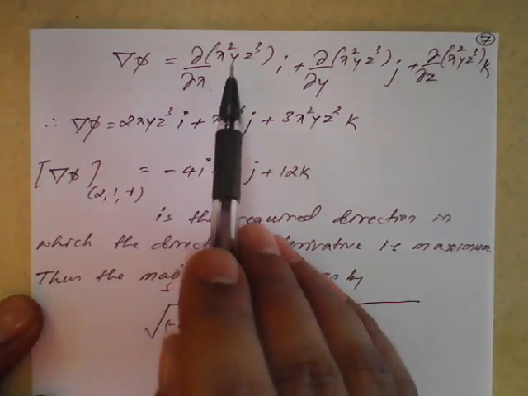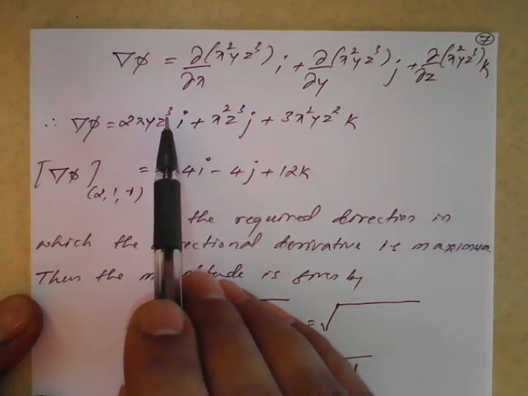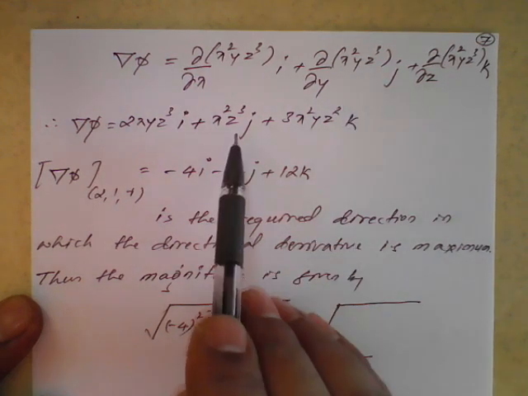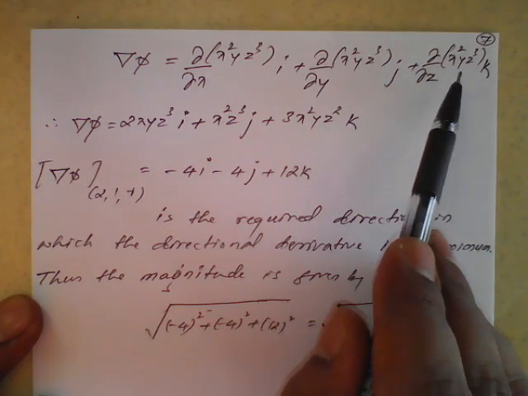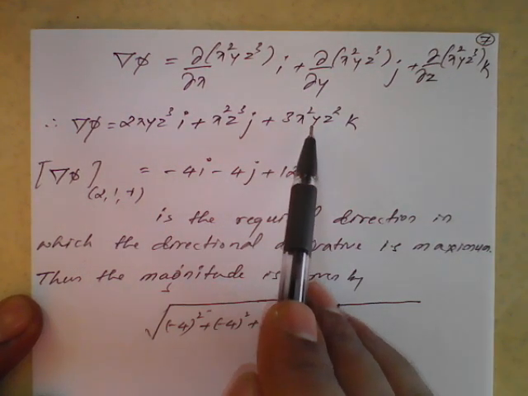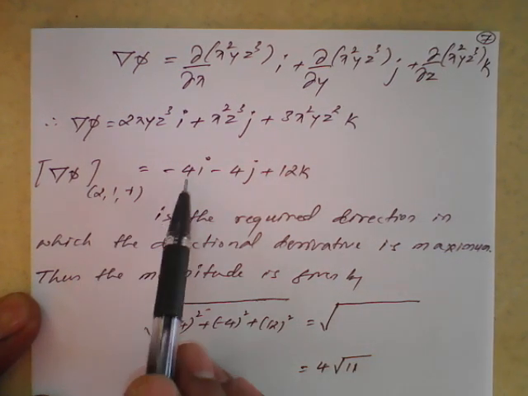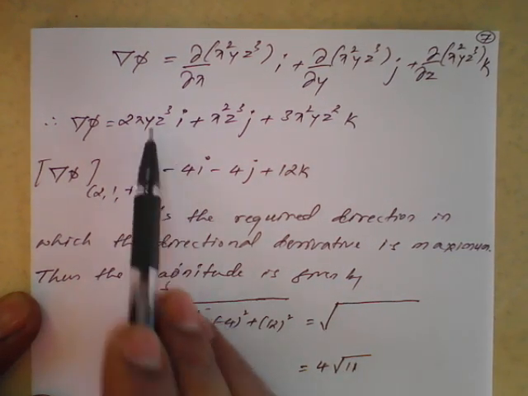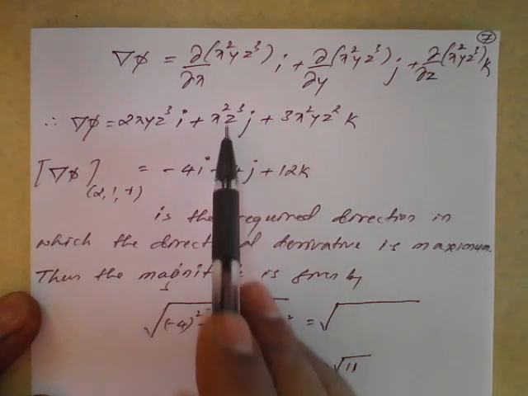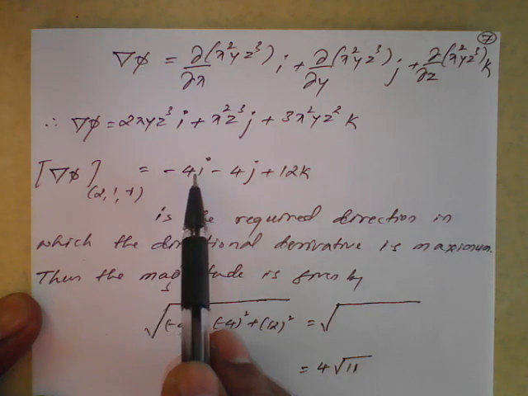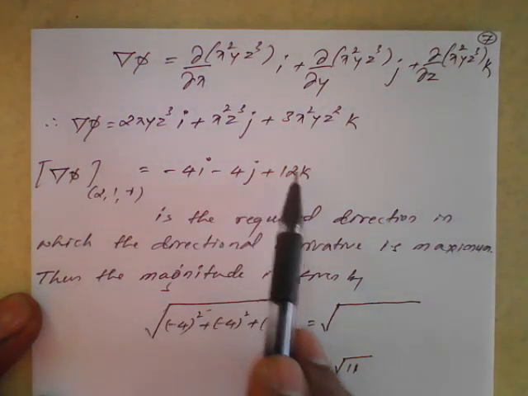So on partial derivatives, we get 2xyz cube of i plus x square z cube, which is the partial derivative with respect to y, and with respect to z partially we get 3x square yz square of k. So at the point (2, 1, minus 1), the coefficient of i becomes minus 4, the coefficient of j becomes minus 4, and the coefficient of k becomes 12. So it is minus 4i minus 4j plus 12k.